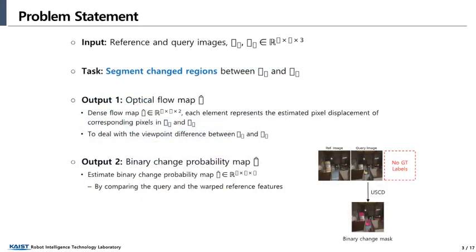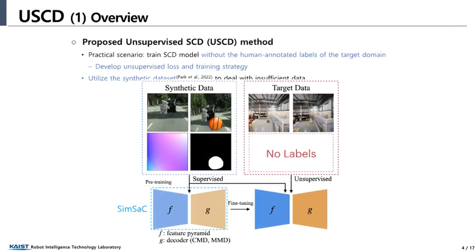This is the problem definition. The input of the SCD problem is a reference and query image pair, and the task performed is to segment the changed parts between the pair images. At this time, the USCD model uses DeepCD as the base model, so it has optical flow and change map as output. The following is an overview of USCD, the proposed unsupervised SCD learning method.